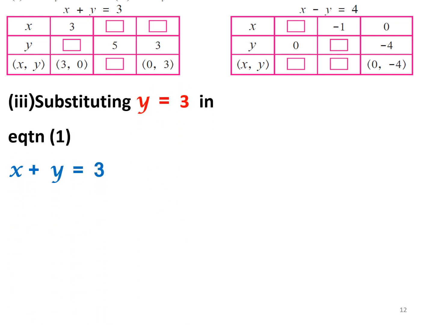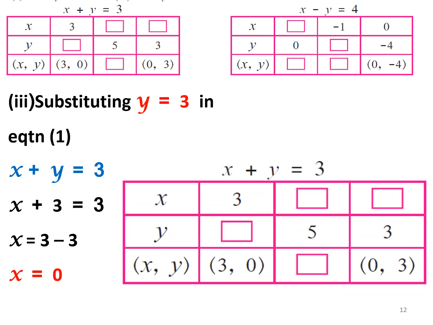Substituting y = 3 in equation 1, x + y = 3, x + 3 = 3, x = 3 - 3. So x = 0. So when y = 3, the x value is 0.